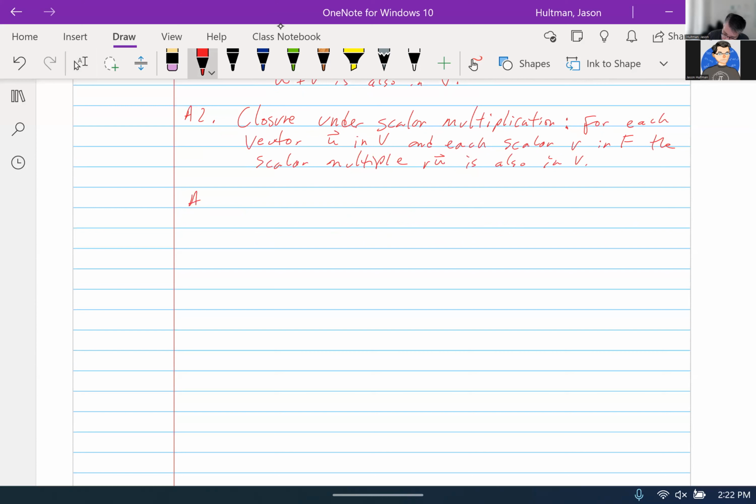Axiom 3 or condition 3: for all vectors u and v that are elements of the non-empty set V of vectors, u plus v is equal to v plus u. So a commutative property of addition.